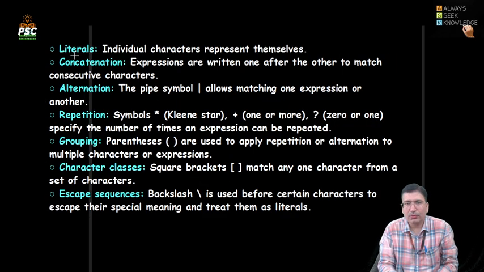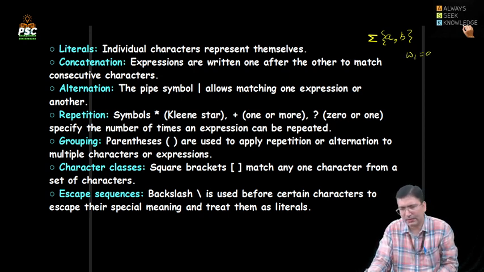So what is a literal? You already know that it is an individual character which represents itself. So if I write a small a or a small b, we consider it a literal. If I am saying a set of alphabet has two symbols a and b, that means a and b are two different literals. Okay. Concatenation means if string w1 is there, which has, let's say, ab, and w2 is there, which has, let's say, ab, concatenation w1 dot w2 will be the sequential arrangement of these two strings.